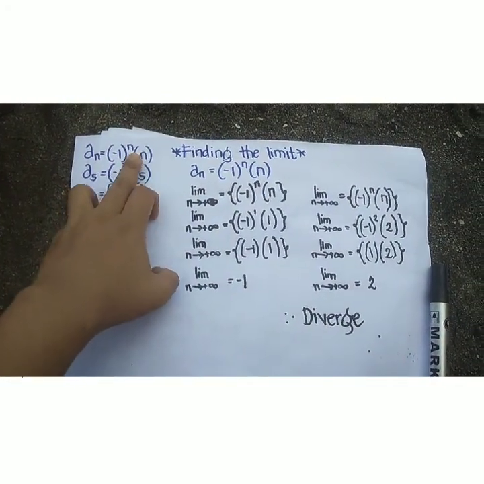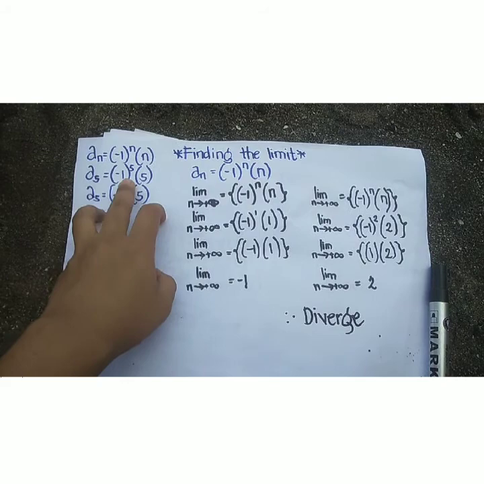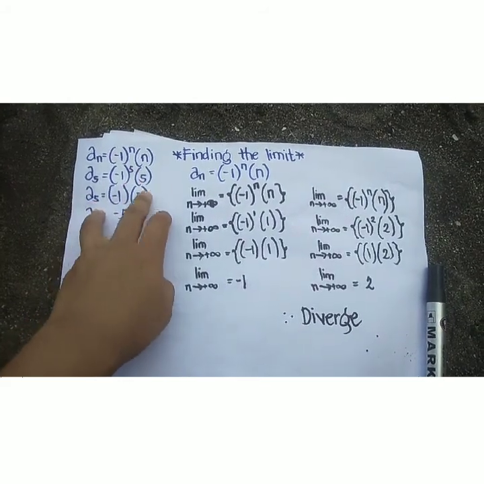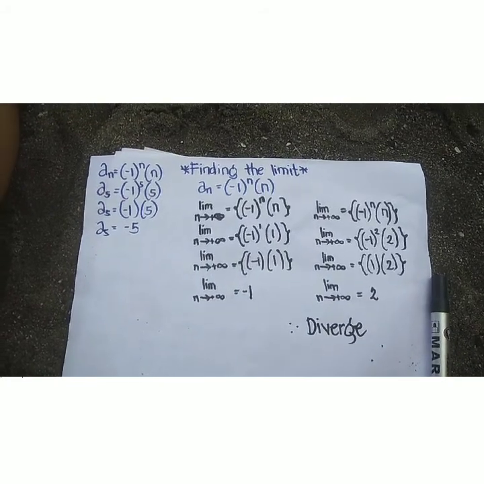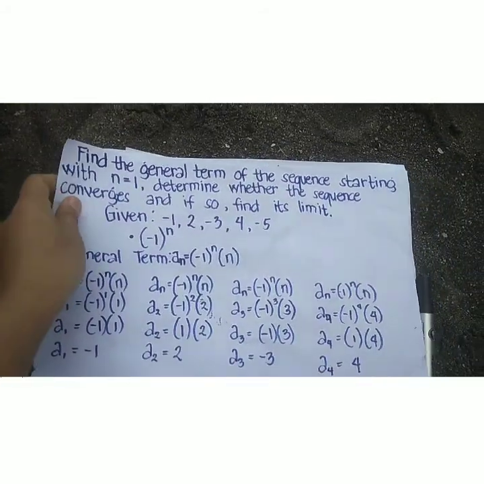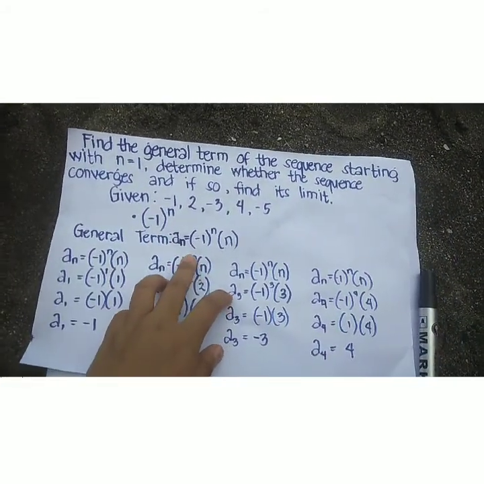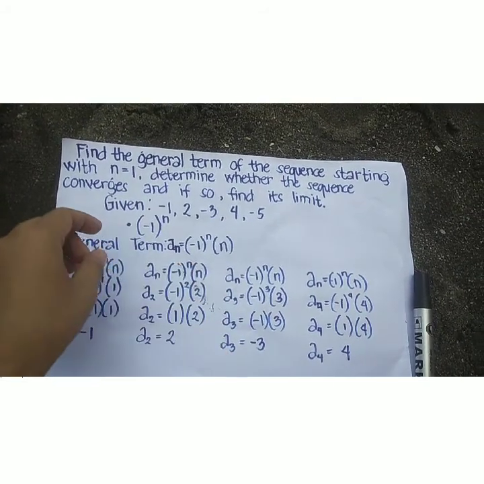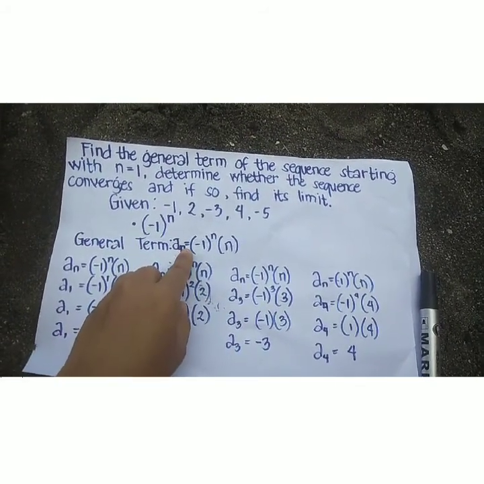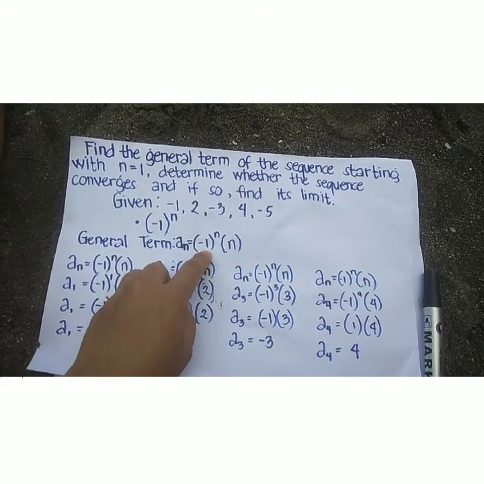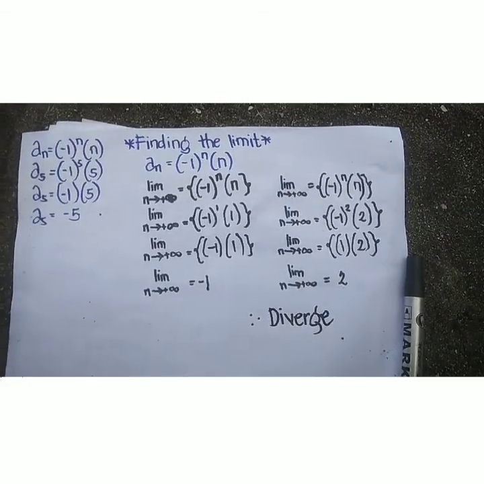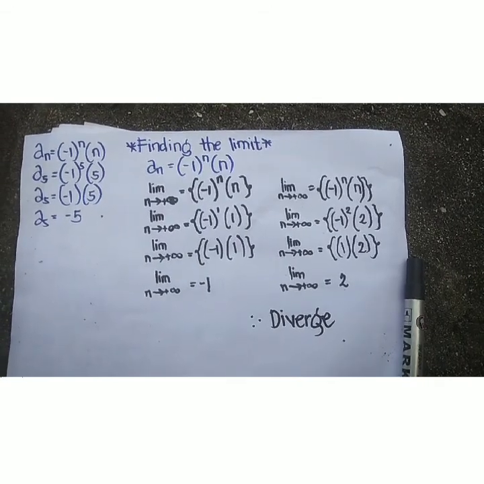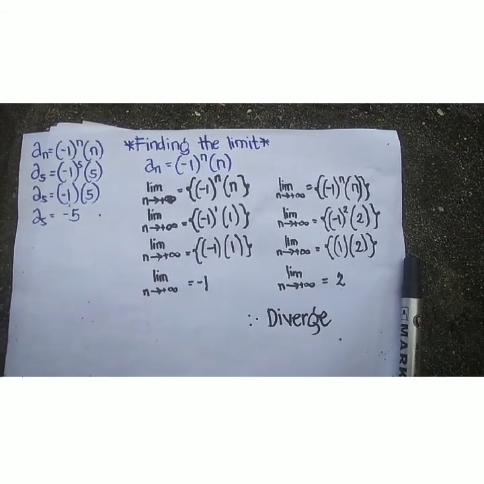And for our fifth term, we have -1 raised to the power of n times n. So -1 raised to the power of 5 times 5. -1 times 5 is equal to -5. So our general term is correct, which is a sub n is equal to -1 raised to the power of n times n. And now we will find the limit of our general term.